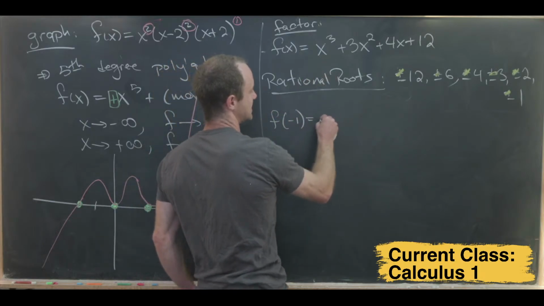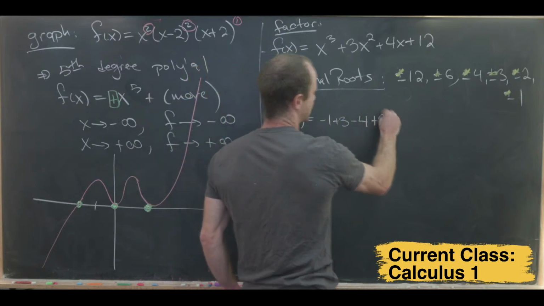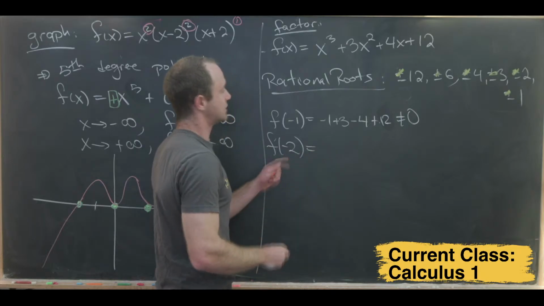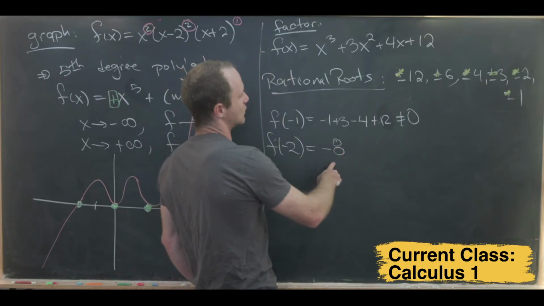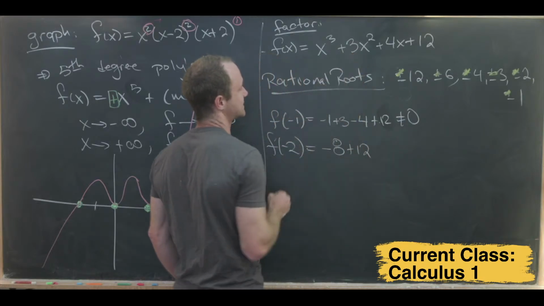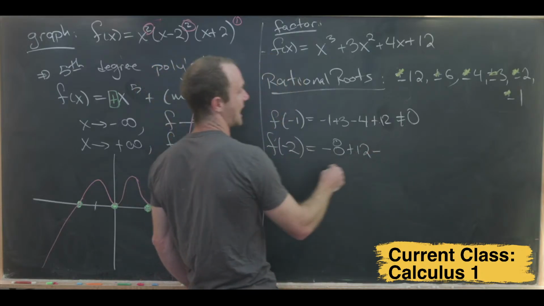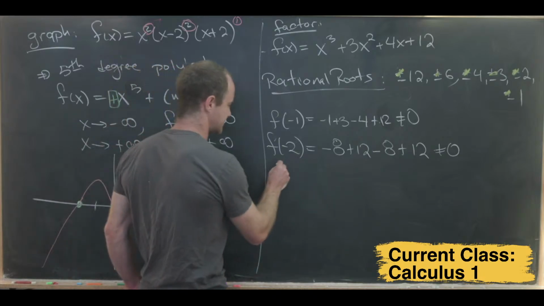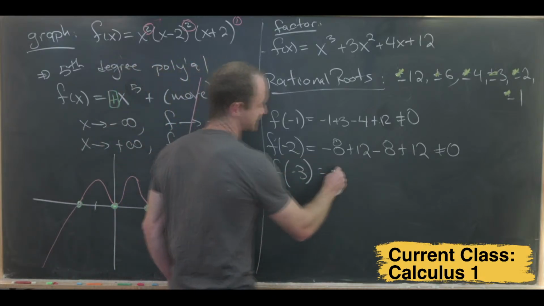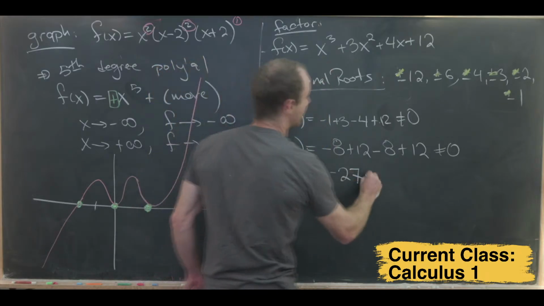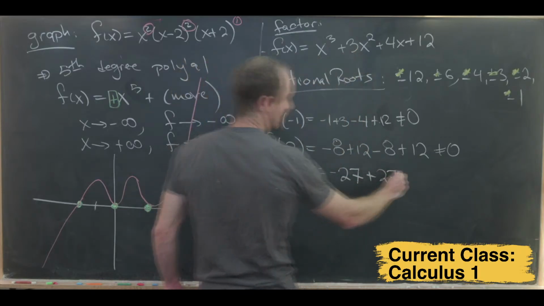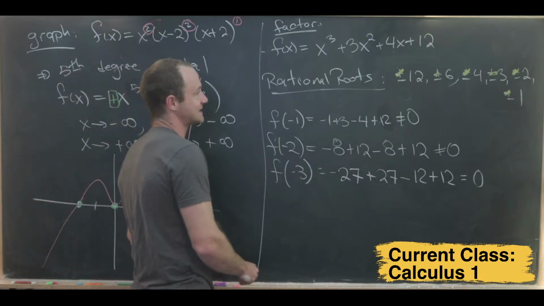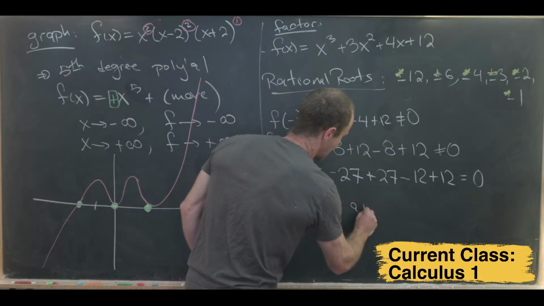So f of minus 1, so that's going to be minus 1 plus 3 minus 4 plus 12. That's clearly not equal to 0. And so let's check f of minus 2. So f of minus 2 will be negative 8, and then we'll have, let's see, plus 12. So that's from this. And then minus another 8, and then plus 12. But again, that's clearly not equal to 0. Okay, so let's look at maybe f of minus 3. So that's going to be negative 27 from this, and then plus a 27 from this, and then minus 12 from here, and then plus 12 from here. So that is 0. So that tells us that x equals minus 3 is a root.